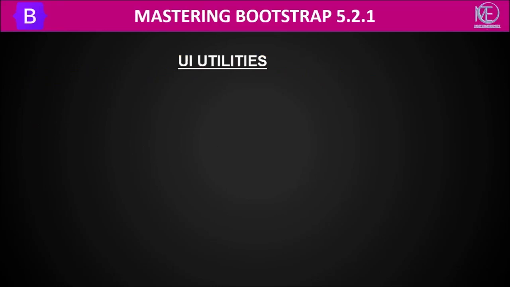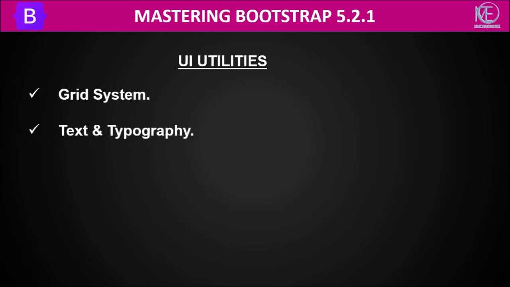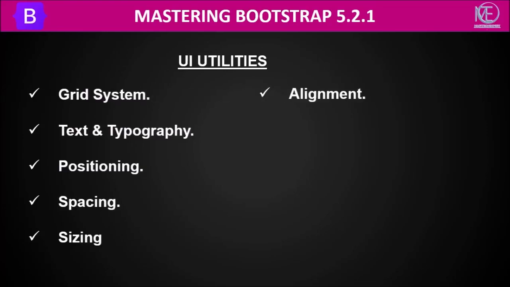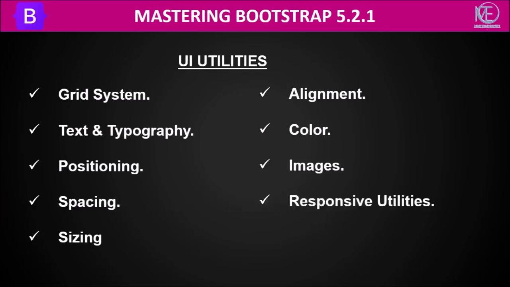We have some utilities that we'll be looking at in this course. First utility is the grid system. Second, text and typography. Third, positioning, spacing, sizing, alignment, color, images, responsive utilities, and shadows.